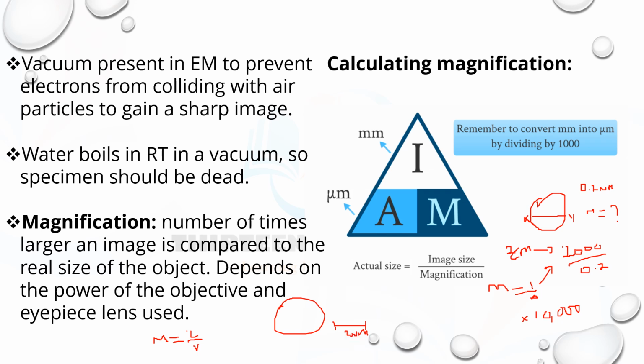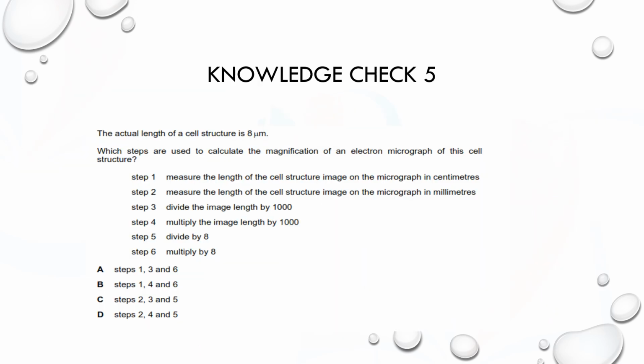Okay, so let's check out something here. So knowledge check. Let's see whether you are following. The actual length of a cell structure is 8 micrometers. Which steps are used to calculate the magnification of an electron micrograph of this cell structure? Okay, so I want you to pause the video, try this, and then let's see what you got. All right, pause the video and try it. So what do you got, guys?